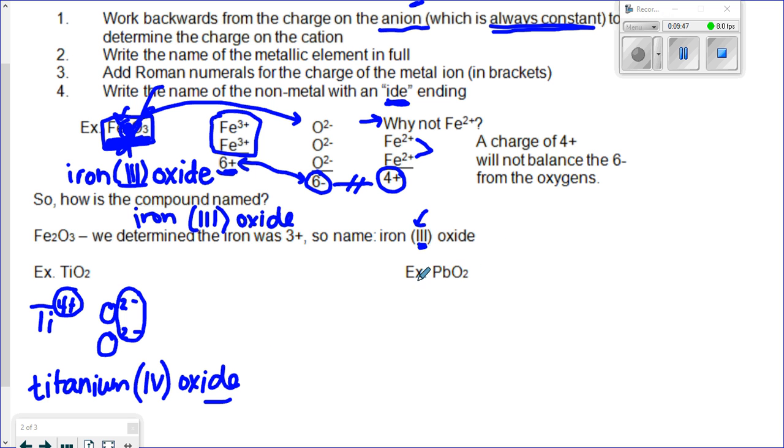So the next example is PbO2. Pb is lead, atomic number 82, if you need to find it. So we know Pb.